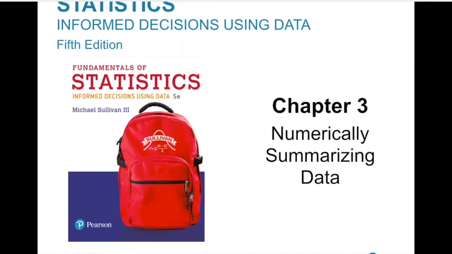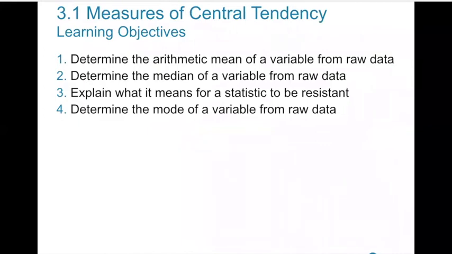So we're talking about numerically summarizing data. Chapter 2 is all about how to represent it in a graph or in a chart, how to visually represent our data. So now we're going to use numbers to summarize what we have. A lot of this, again, you've already seen, but we're going to change the notation a little bit. We're going to change the way it's represented.